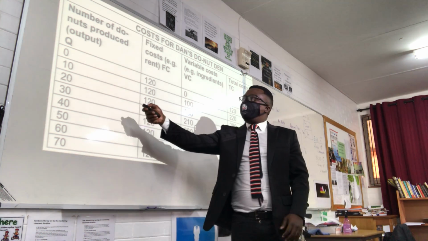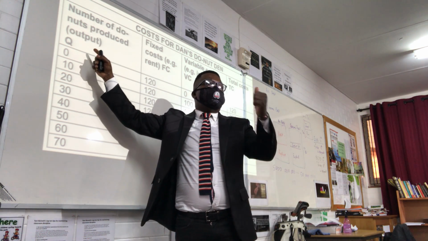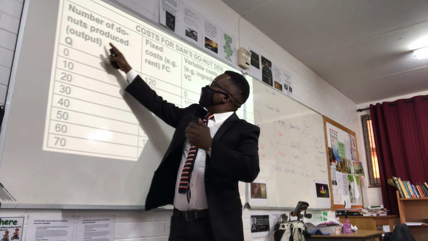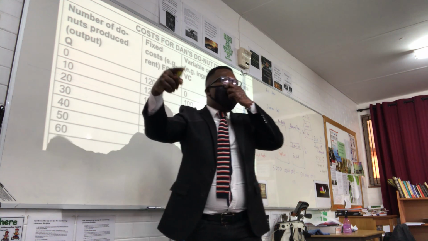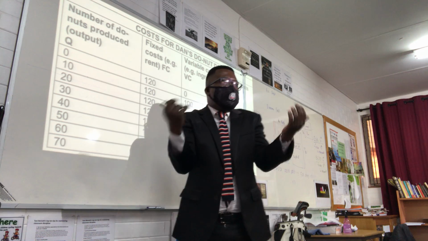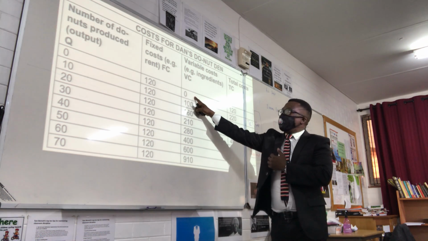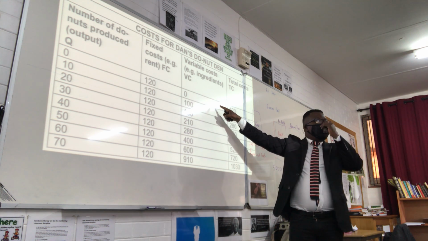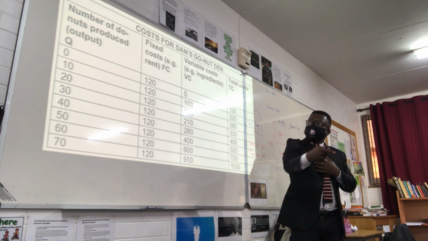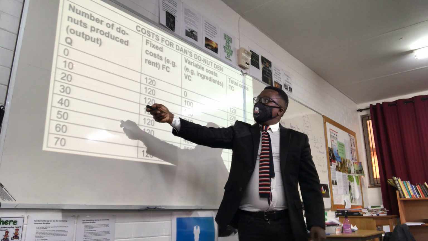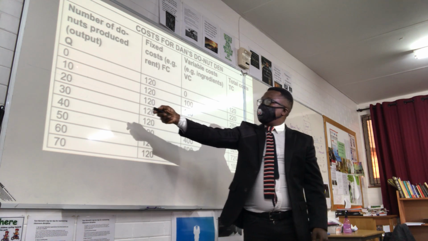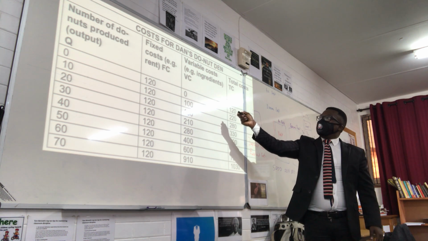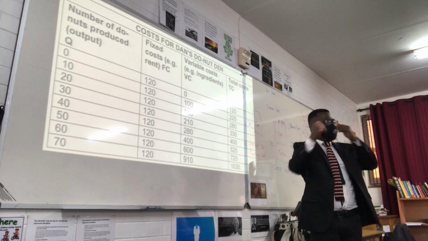Burton, if we are producing nothing, do we still have to pay rent? Yes. But would we have to buy dough or flour or sweets? Because we're producing nothing, our variable costs have to be 0, no matter what product it is. But the minute we start increasing our quantity from 0 to 10, our variable costs start increasing. The ingredients that we need to make donuts start increasing.